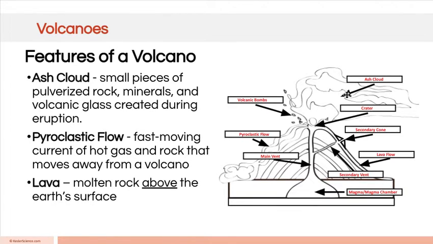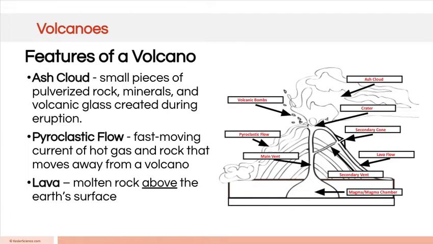We have an ash cloud up here. This is small pieces of pulverized rock, minerals, and volcanic glass created during the eruption. The pyroclastic flow over here is the hot gas and rock that's moving away from the volcano. So it's essentially that lava flowing down the hill or the mountain. And lastly, we know that lava is the molten rock when it's above the Earth's surface.